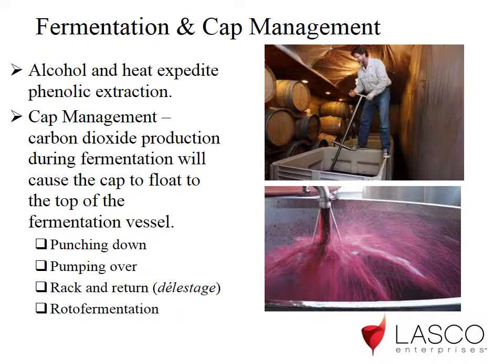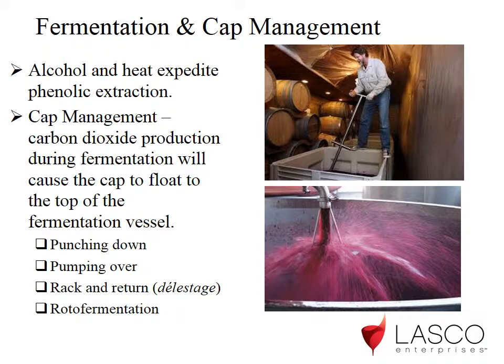Cap management is absolutely crucial during red wine fermentation. Carbon dioxide produced during fermentation will cause the cap, which is the compact mass of grape skins and seeds, to float to the top of the fermentation vessel. If the cap is allowed to stay at the top of the tank, then only the wine at the very top is coming in contact with the skins and receiving the phenolic goodness, and the wine will not fully develop the flavor, color, or structure desired. Also, if the cap were to stick at the top of the tank and the carbon dioxide was not allowed to escape, the winemaker could have a very explosive situation on his hands.